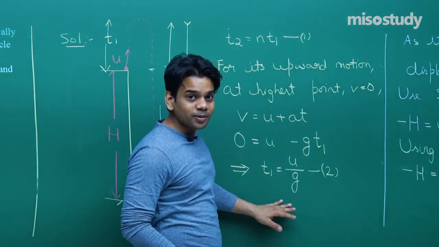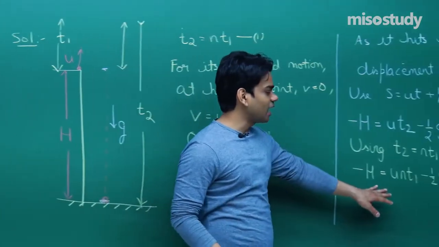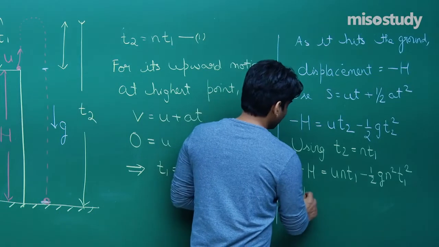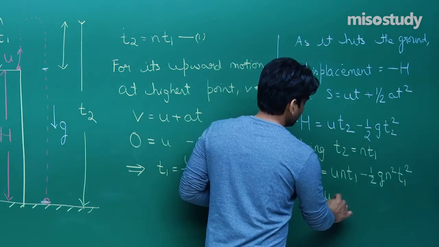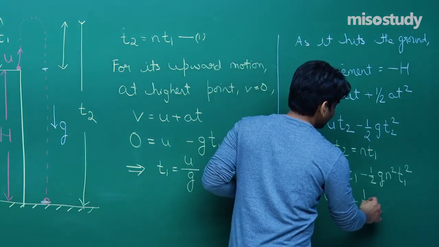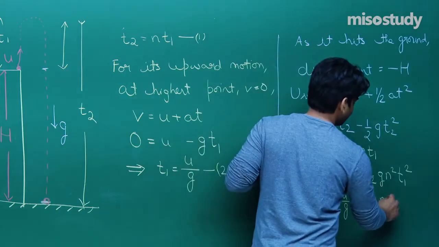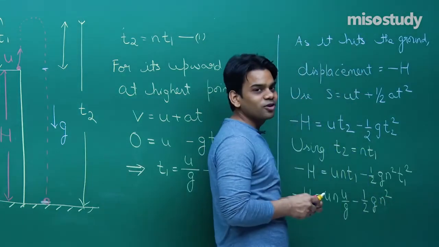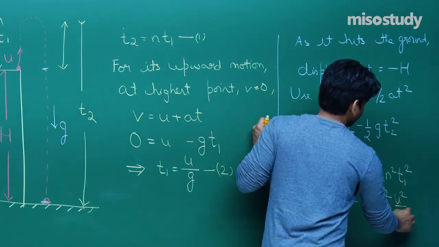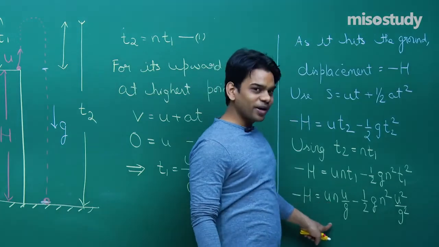Can we substitute the value of t1 from u by g here in equation number 2, u by g, and put that value here? See what we are going to get. We will be obtaining minus h is equal to u into n into u by g minus half g, and here we have n square t1 whole square, that will be u square by g square. This will be nu square by g.